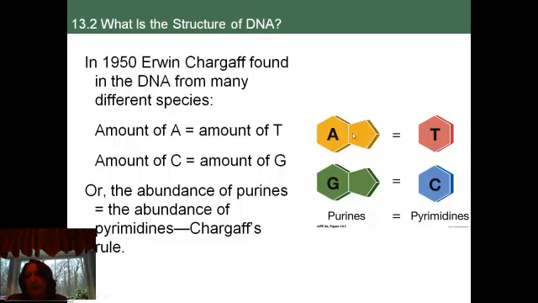The other thing is that it's always going to be a purine with a pyrimidine. So A's go with T's and C's go with G's. And one way to remember that is that A's have straight lines and T's have straight lines. So those go together. And G's and C's are curvy, and so they go together. So they knew that there was this equivalent amount of A's and T's and C's and G's.